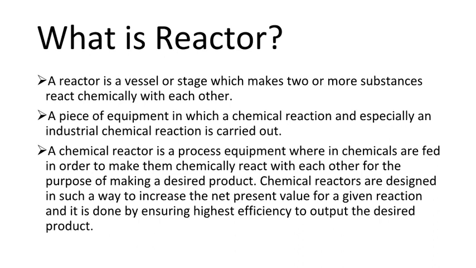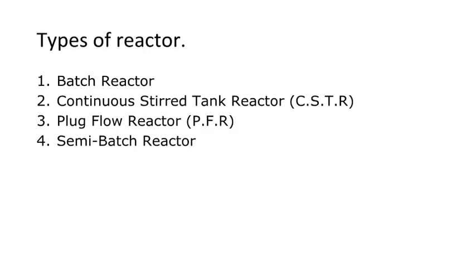Chemical reactors are designed in such a way to increase the net present value for a given reaction, and it is done by ensuring highest efficiency to output the desired product. These are the few basic definitions of a reactor. Now we are going to know how many types of reactor there are. There are 4 types of reactor.